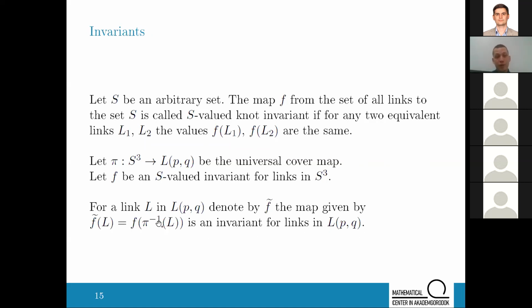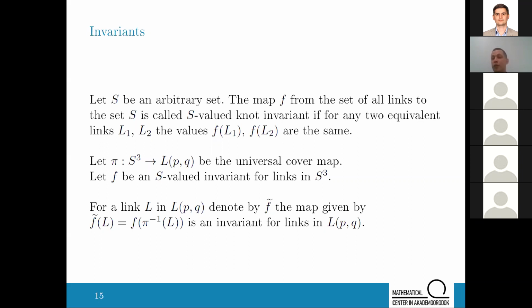And this map is an invariant for links in the lens space, because pi inverse of L is an invariant and F is an invariant. And that is, let's say, a classical way of constructing invariants for links in lens spaces. A lot of invariants are constructed using this way. And as I said, we want to speak about powerful invariants. And therefore, we already know that there is a quandle for links, and it's reasonable to try to introduce a quandle for links in lens spaces.